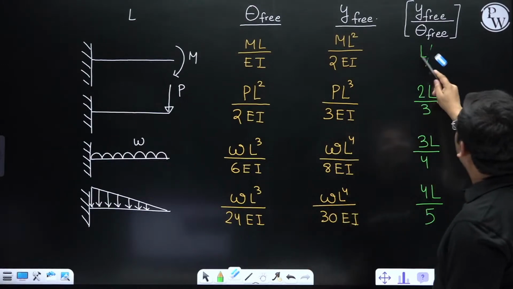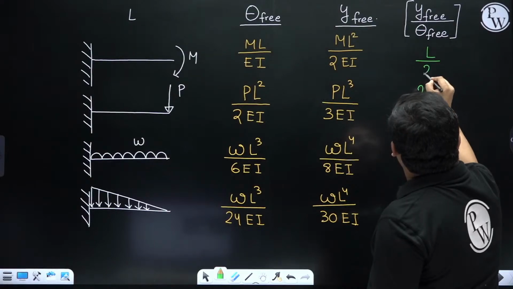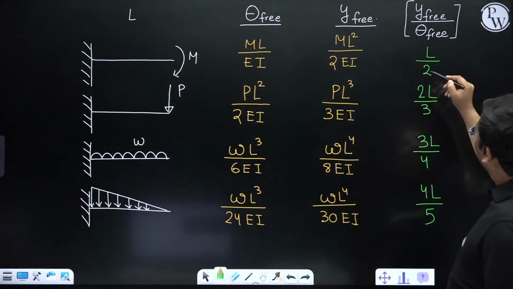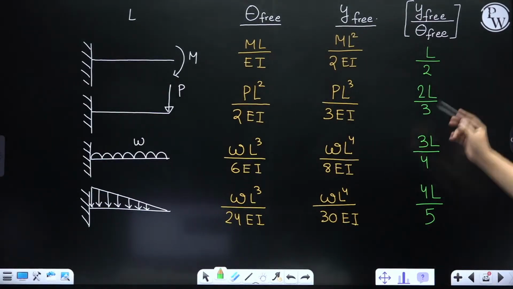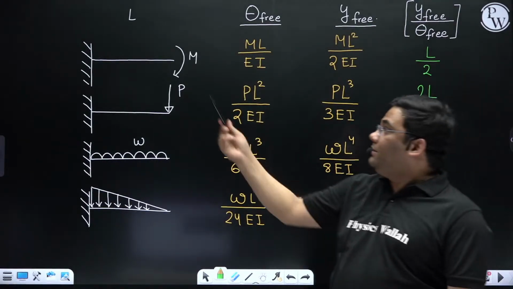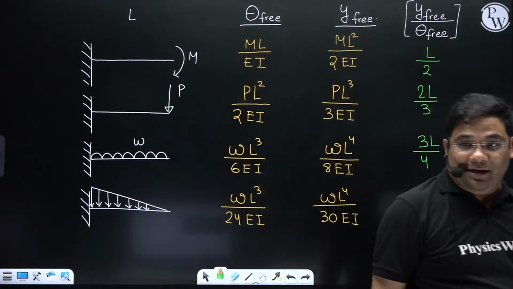So easy to remember, you see. The ratios are easy to remember also, because L by 2 is actually 1 L by 2, right? So you can see 1 by 2, 2 by 3, 3 by 4, 4 by 5, right? Based on this, they can frame questions. So many questions they can frame, right?